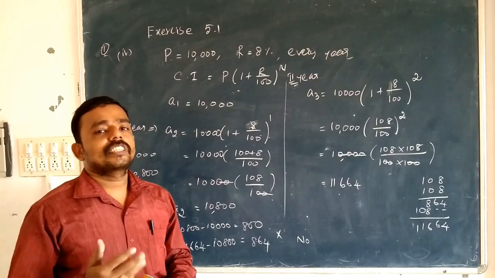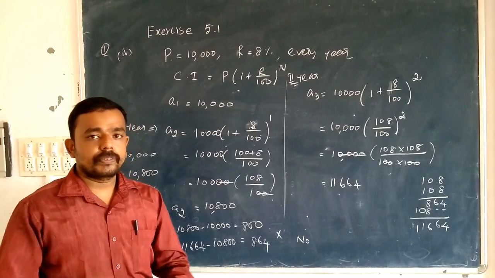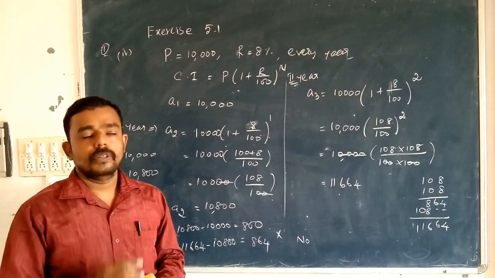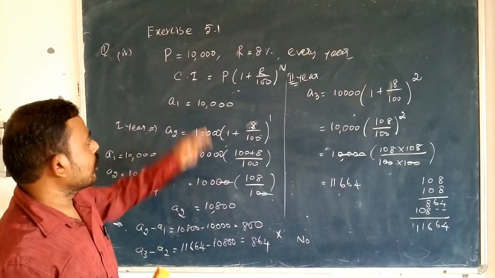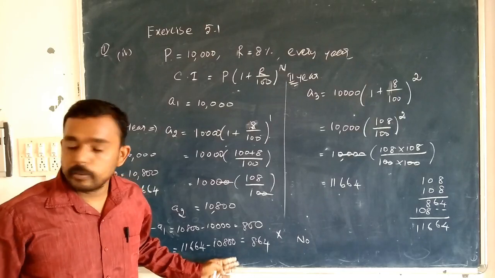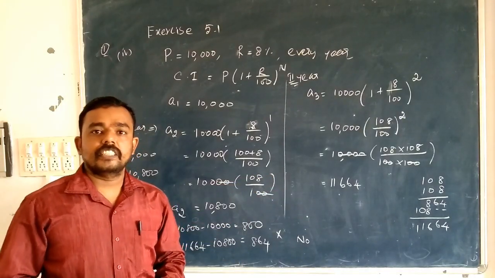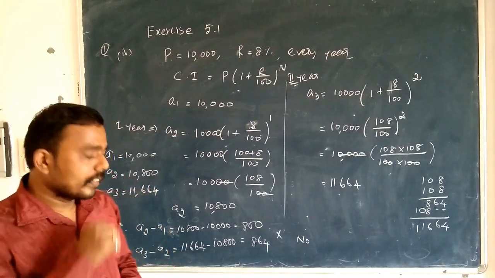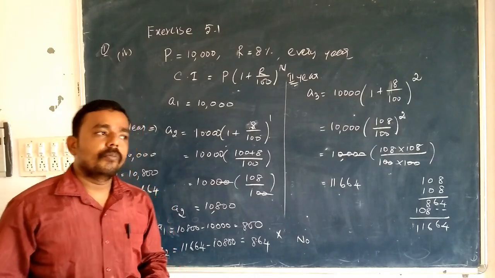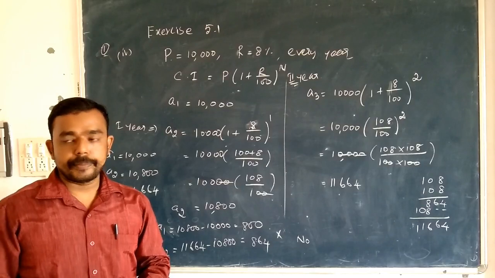But in compound interest every year we are going to calculate the amount just before the starting period amount. For the first year the initial amount is 10,000, for the second year initial amount 10,800, for the third year initial amount 11,664. So like that, we find that compound interest never forms an AP.